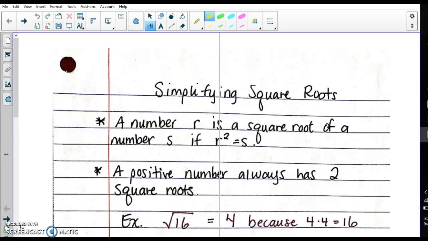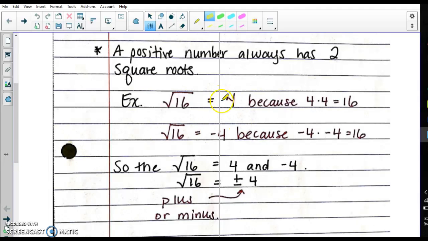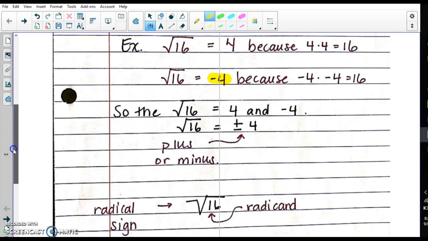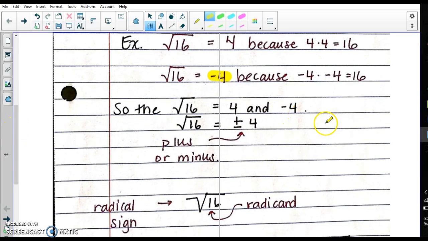Also, a positive number always has two square roots. For example, here we have the square root of 16. The square root of 16 is 4 because 4 times 4 equals 16. The square root of 16 could also be negative 4 because negative 4 times negative 4 is 16. So the square root of 16 is a positive 4 and a negative 4. We show that by using a symbol called plus or minus. So the square root of 16 equals plus or minus 4, because it could be positive 4 or negative 4.